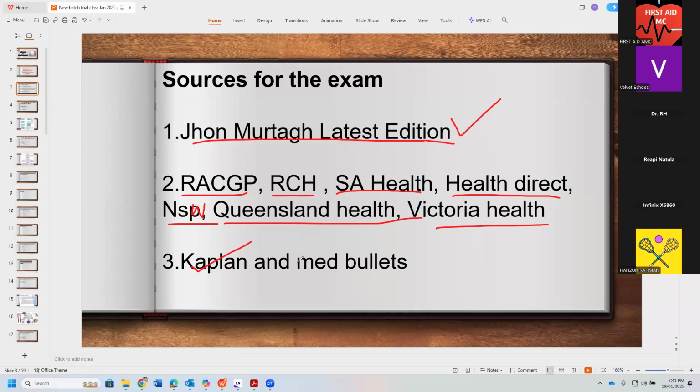We also use Kaplan and MedBullets. Kaplan for general surgery, MedBullets for hematology and orthopedic cases.